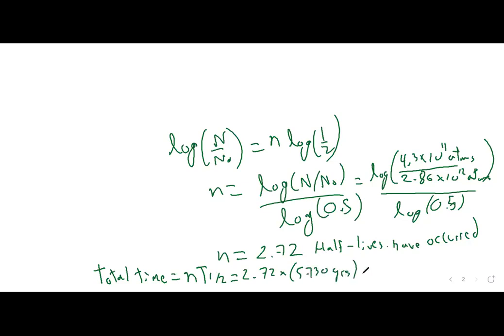Again, we were told the half-life already. This should give you around 15,600 years. So this petrified wood came from a tree that died 15,000 years ago. And that's how you solve for an amount with the carbon dating technique.